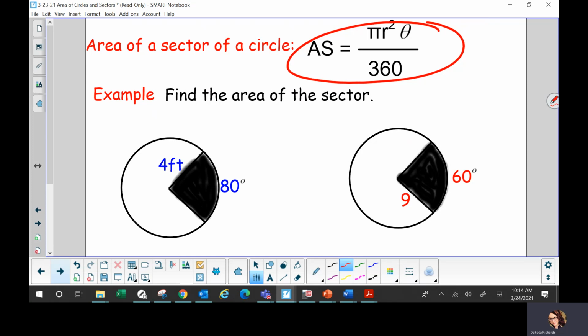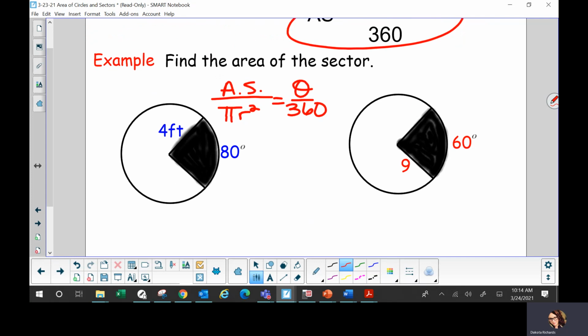So that formula is the area of a sector over pi r squared equals your theta over 360. Okay. So in this first circle, what do we have? The radius is 4. The arc measure is 80. Okay. So we are trying to find the area of that region, the area of that sector.